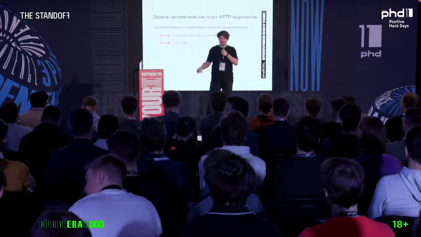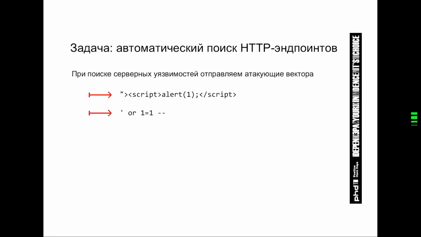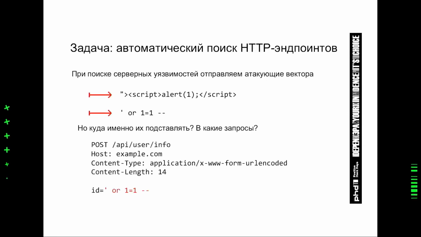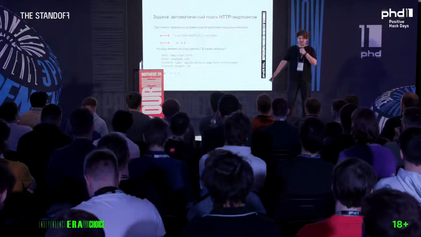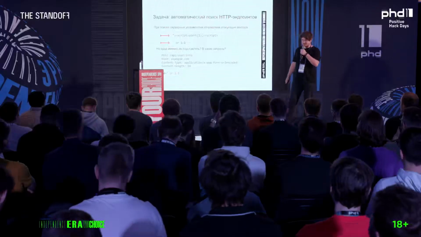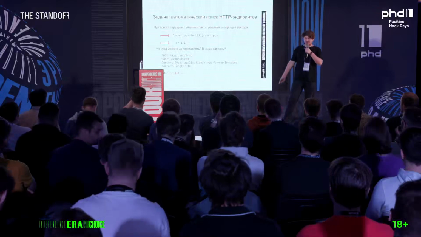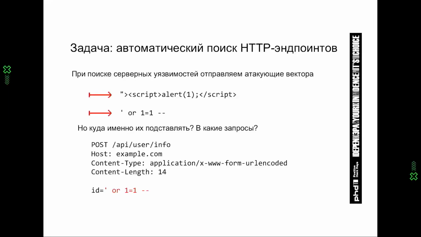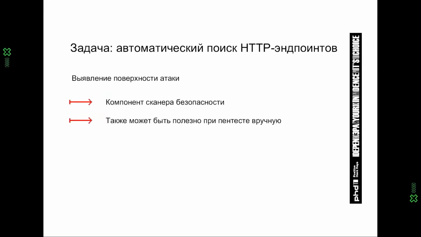So, what is the task that we're resolving? We would like to find vulnerabilities in web applications. We know how to send attack vectors, but where to put the inverted commas? You can see the vectors in red arrows, but we need to know more. We need to know the URL and other parameters, and we want to do it in automated mode.